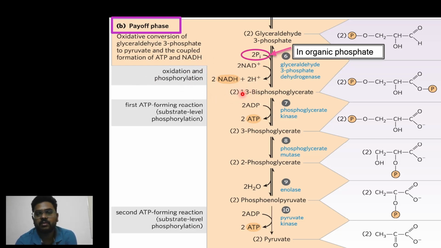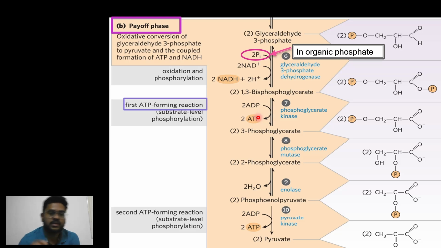So now we have 1,3-bisphosphoglycerate. There are phosphate bonds at both ends, and now we have a very high group transfer potential. Which group transfer? Phosphate group transfer. Since we have very high group transfer potential, we can transfer our phosphate group to a compound having less group transfer potential, like our ADP. So it is transferred and ATP is formed.